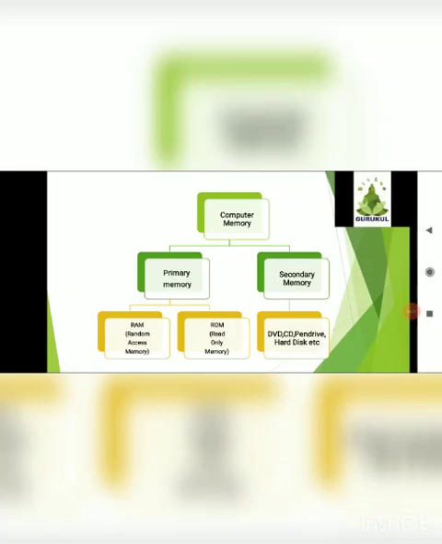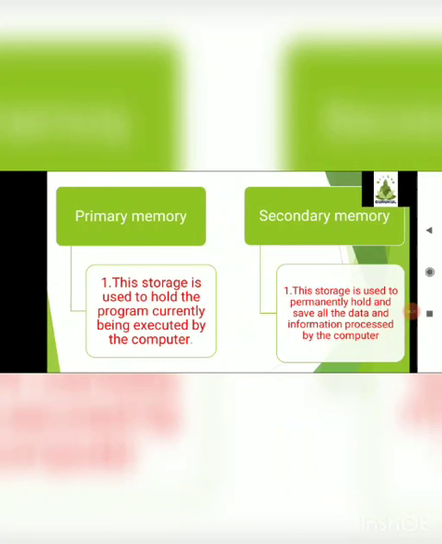The primary memory is divided into two types, RAM and ROM. RAM is random access memory and ROM is read-only memory. The examples of secondary memory are DVD, CD, pen drive, hard disk, etc. So this is the difference between primary memory and secondary memory. What is primary memory? This storage is used to hold the program currently being executed by the computer system. And what do you mean by secondary memory? This storage is used to permanently hold and save all the data and information processed by the computer system.